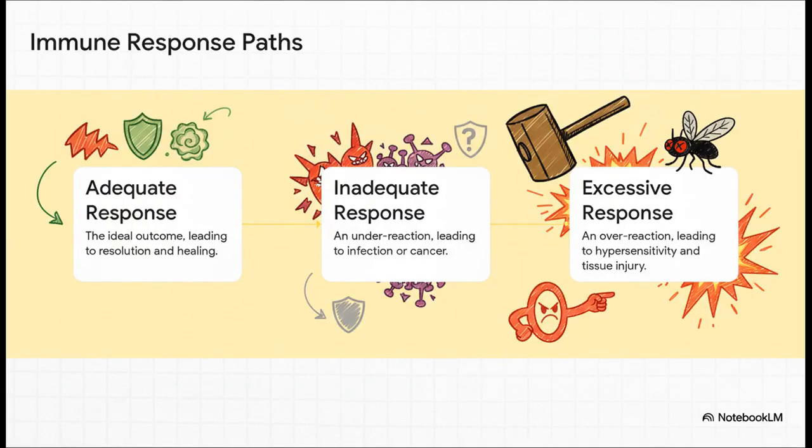So when an injury or an invader shows up, you see these different paths it can take. The ideal path, of course, is that adequate response leading to healing. But look at this other branch, the excessive or misdirected response. This is where hypersensitivity lives. It's basically the body using a sledgehammer to kill a fly, and the collateral damage is the real problem.